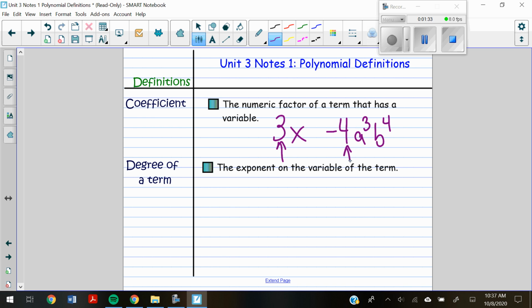Okay, the degree of the term is the exponent on the variable of the term. So if we look in the example above, we have a 1 for that power. And in the other example, we actually have 2 exponents, the 3 and the 4. And so you're going to go with the highest exponent, so a 4th degree.